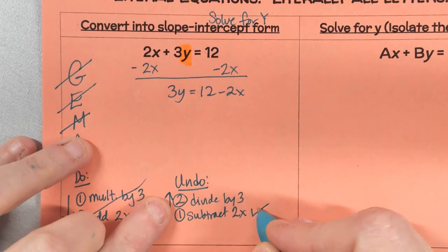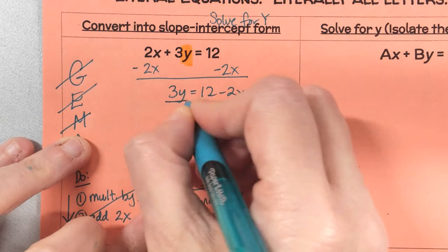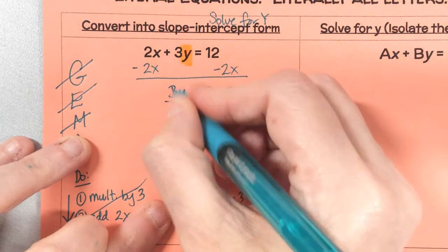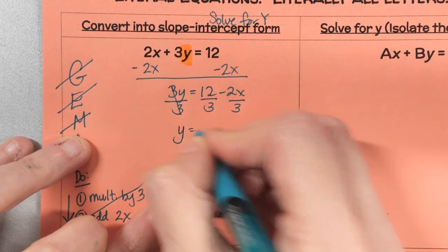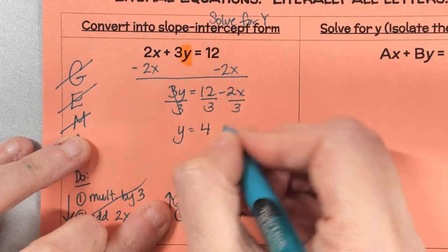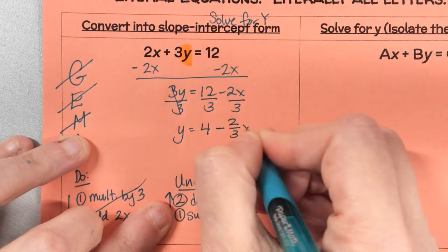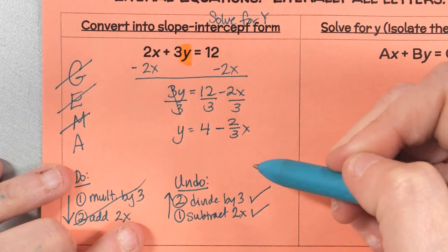What's the next step? Divide by 3. So I'm going to divide everything by 3. 3y divided by 3 is y. 12 divided by 3 is 4. Negative 2x divided by 3 is negative 2/3 x, because negative 2 divided by 3 is negative 2/3.